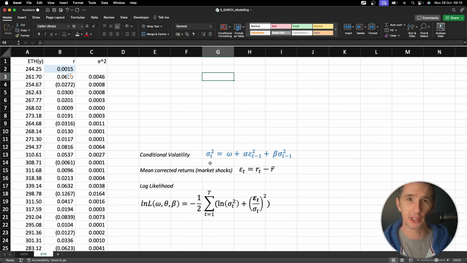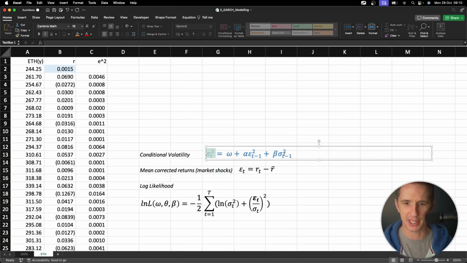Now we need to model our variance, which is this number here and also this number here. Same column, just different time periods that it's looking at. So how are we going to do that? Well, we have the formula for the variance, but we just don't know what these coefficients are yet.